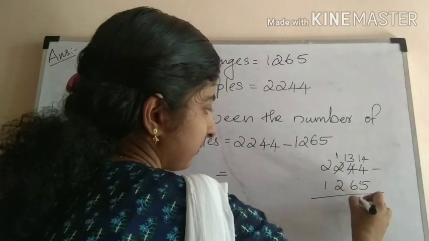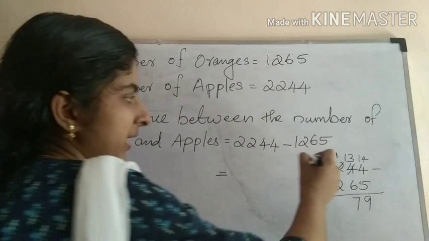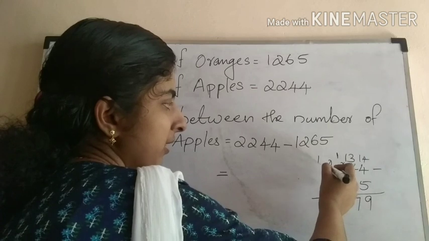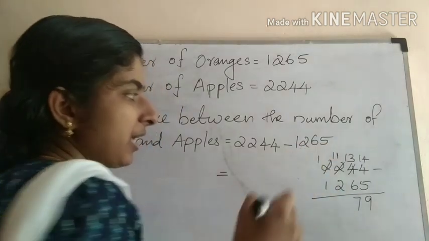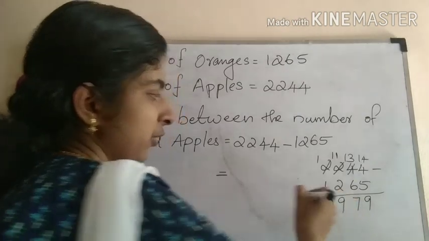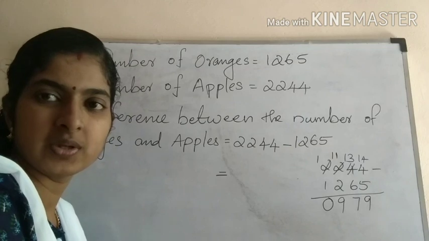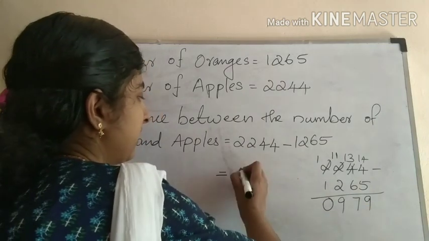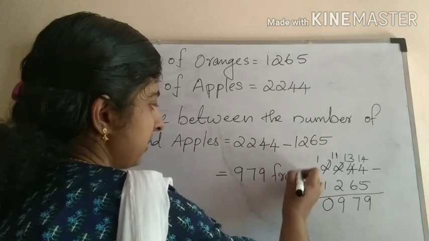Yes, 7. Then, this 1 minus 2, is it possible? No. So we take 1 from the left side. After taking 1, the thousands place becomes 1 and the hundreds place becomes 11. 11 minus 2, what is the answer? 9. Then 1 minus 1 is 0. If 0 is before a number, that 0 has no value, isn't it? Here, what is the answer? 979 fruits. That is the answer.